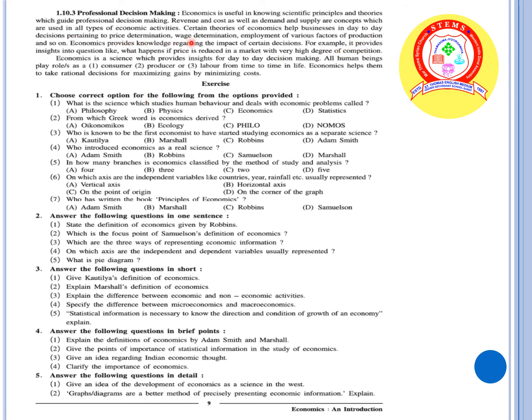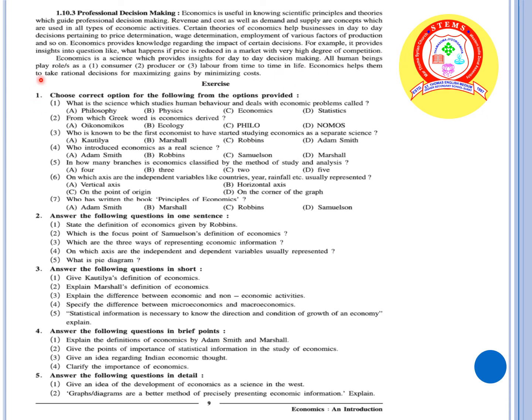Economics provides knowledge regarding the impact of certain decisions. For example, it provides insights into questions like what happens if price is reduced in a market with a high degree of competition. Suppose the price of a product is reduced in a market and there is also a high degree of competition prevailing in the economy. So what happens? Questions like this arise, and the answers have to be made according to the theories made by various economists. Therefore economics is a science which provides insights for day-to-day decision making.